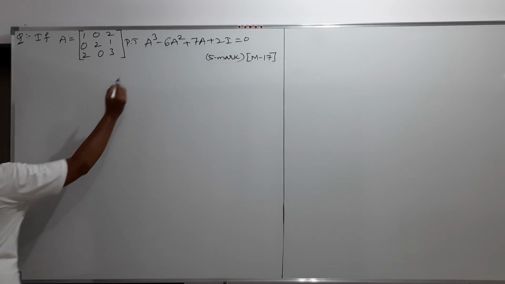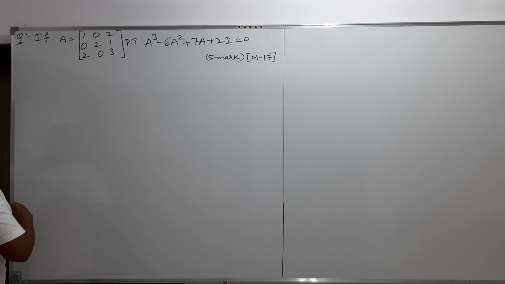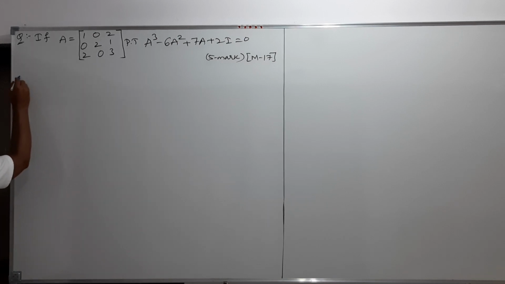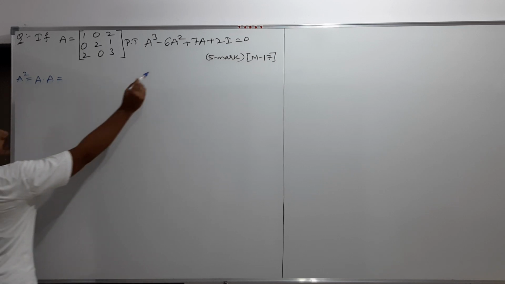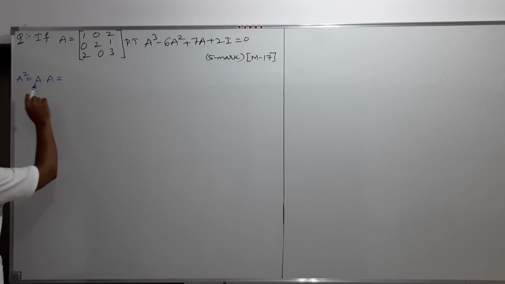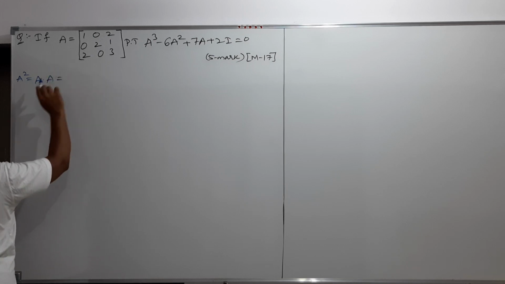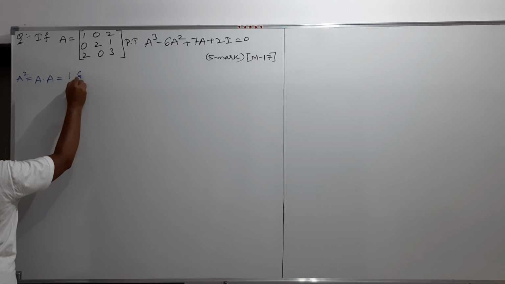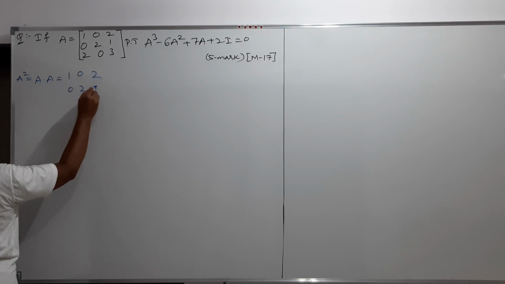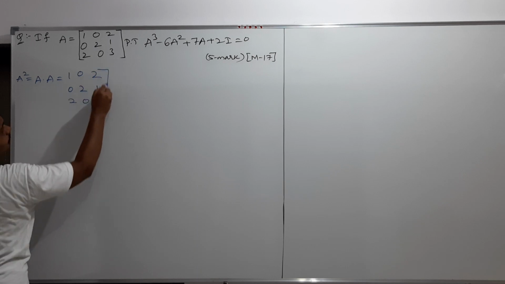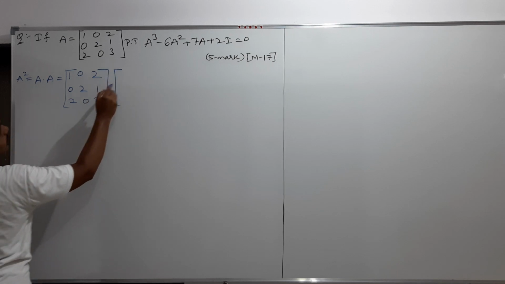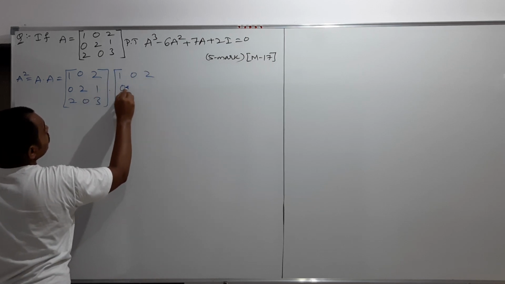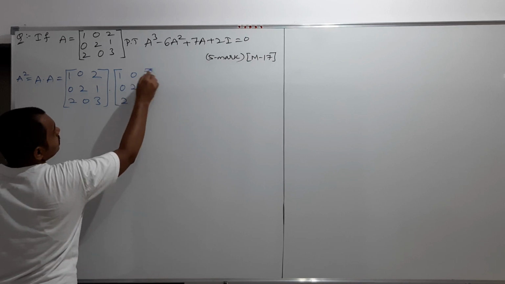First I will find A cube. I know the value of A, so first I will calculate A square, because A square can be written as A into A. Multiplying A into A gives A square. So what is A? A is the matrix 1 0 2, 0 2 1, 2 0 3, into again the matrix 1 0 2, 0 2 1, 2 0 3.